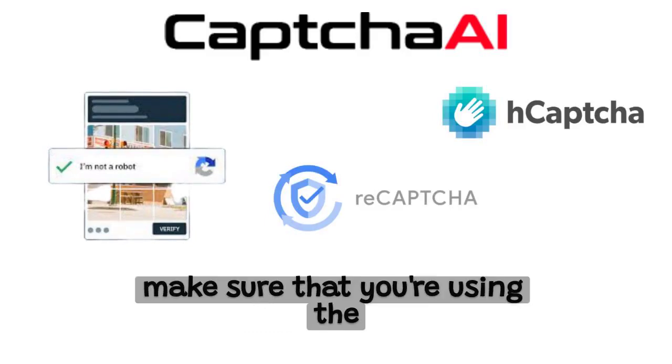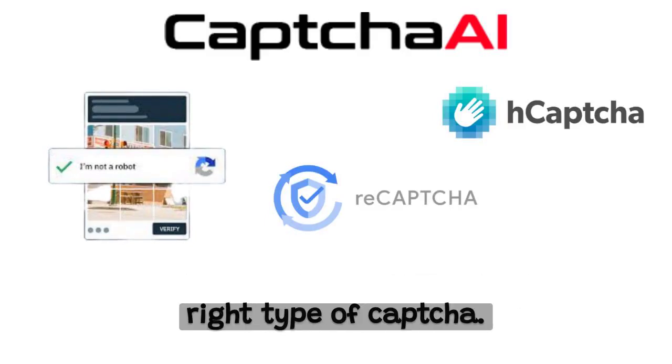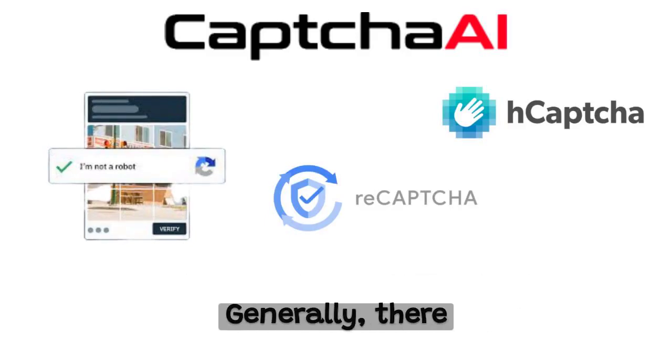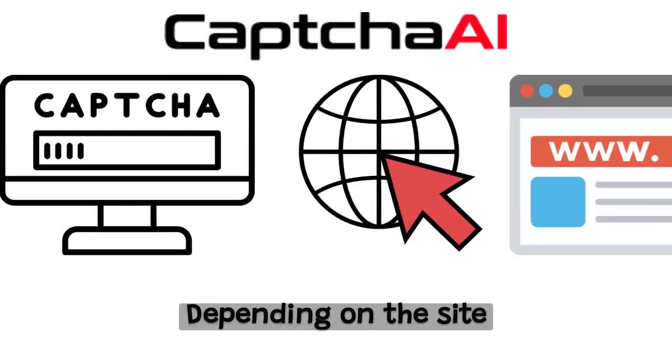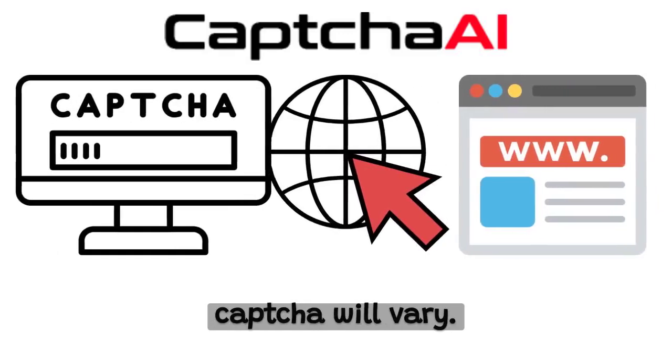First, you need to make sure that you're using the right type of captcha. Generally, there are two types of captchas: text-based and image-based. Depending on the site you are using, the type of captcha will vary.